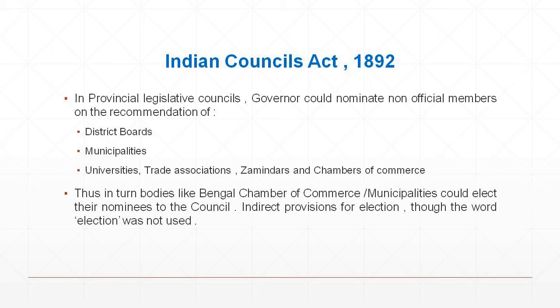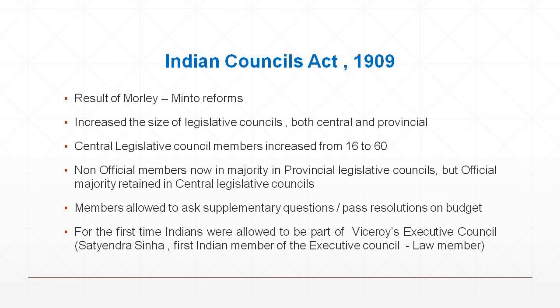So let's go to the next act, that is also after a period of 17 years, and you might be very familiar with this act, the Indian Councils Act of 1909. The act is known as the Morley Minto Reforms. So the Secretary of State's name comes first. Morley, who was then the Secretary of State for India, and Minto, who was the Viceroy of India.